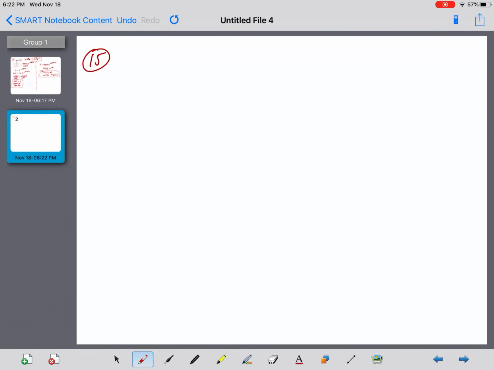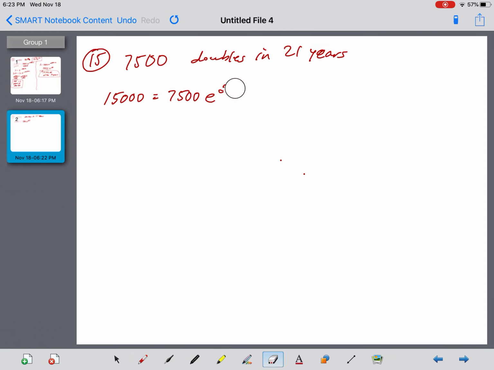In 15, you have $7,500. And you know that it doubles in 21 years. So they don't give you a rate in this one. But doubling, you know that doubling would be $15,000. We're going to figure out the rate first. And $7,500 times E to the 21R, because you're missing the rate. But you know you want to double.